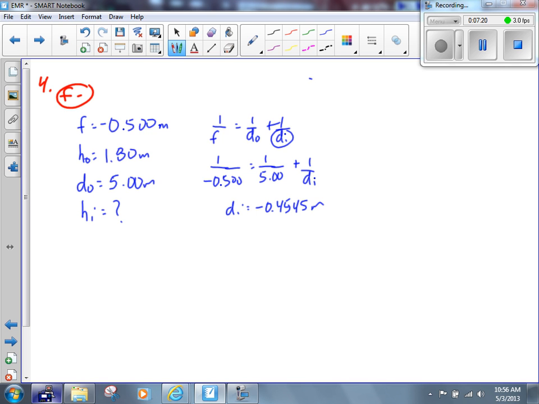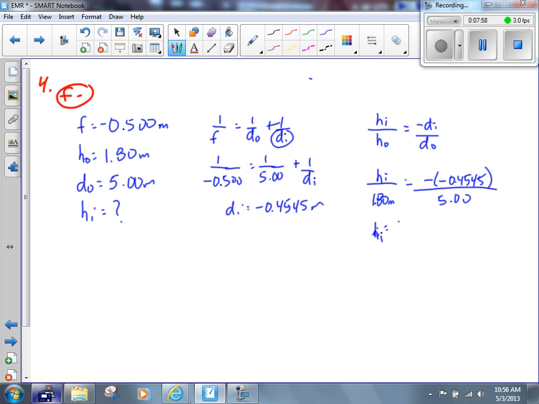At this point, I'm probably going to use the magnification equation. HI over HO equals negative DI over DO. If you want to just say M is equal to negative DI over DO and then set M equal to HI over HO, that's okay. But because these 2 terms are equal to each other, I can set them equal to each other right off the top here if I want. HI over 1.80 meters equals negative 0.4545 over DO, which is 5.00. When I do that, I think I get 0.162.